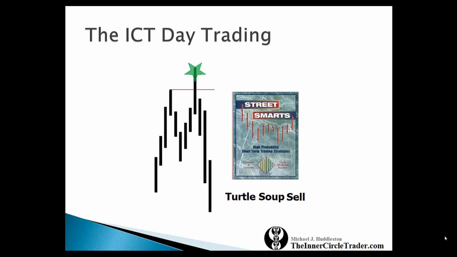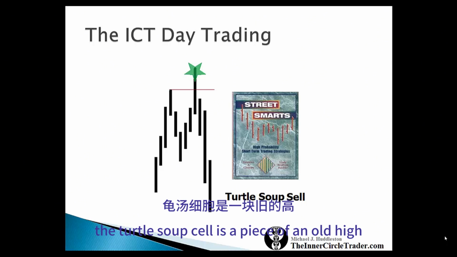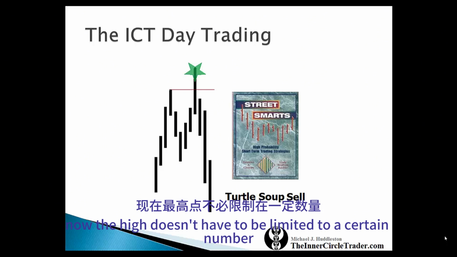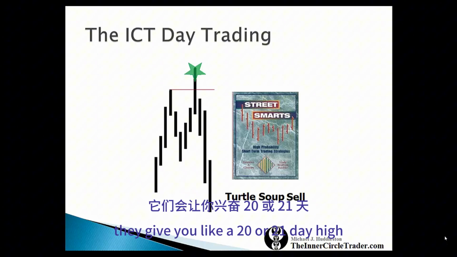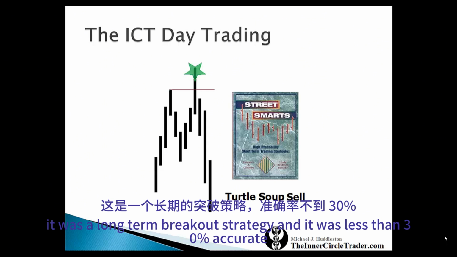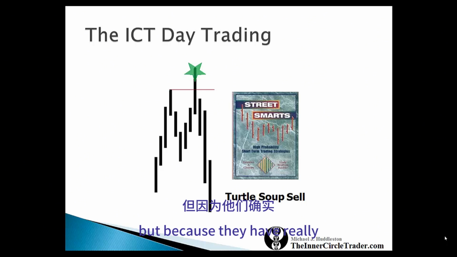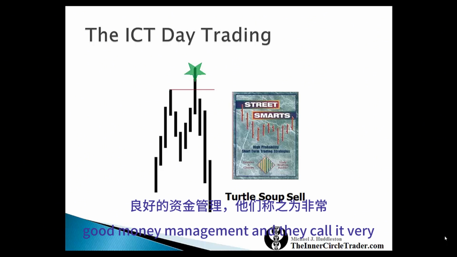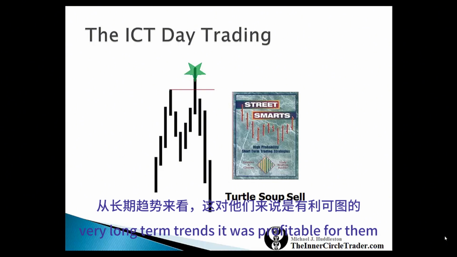Again, the turtle soup sell is a pierce of an old high. Now, the high doesn't have to be limited to a certain number like they do in this book. They give you like a 20 or 21 day high, and it's based on the turtle trading pattern breakout. It was a long-term breakout strategy, and it was less than 30% accurate.